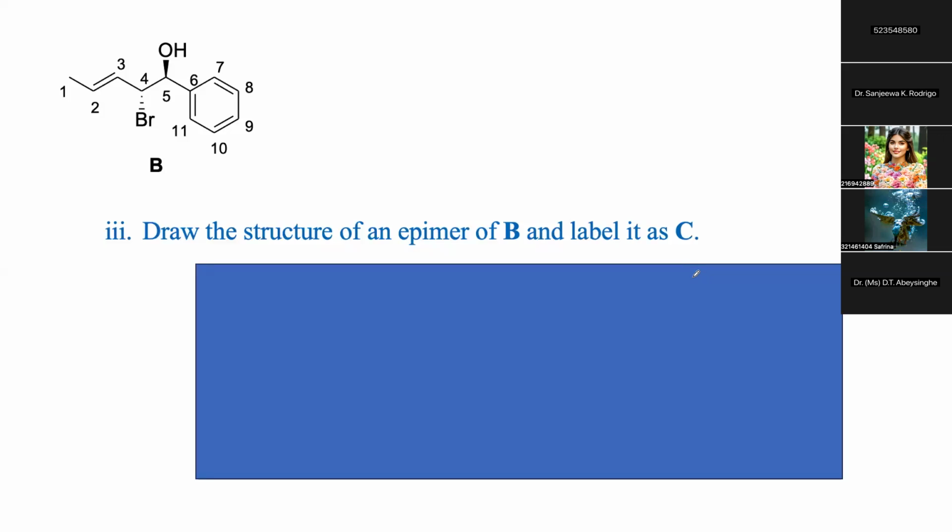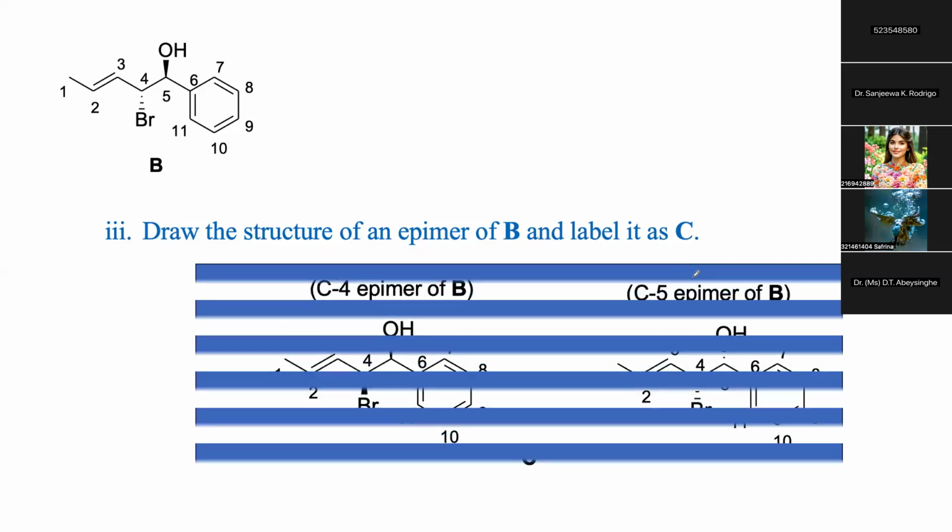So B is the enantiomer of A. The original molecule was A, the molecule given in the question, and you drew the enantiomer of A, that is B, and they're asking for the epimer of B. So don't get confused with these kinds of questions. Don't draw the epimer of A, but you need to draw the epimer of B.